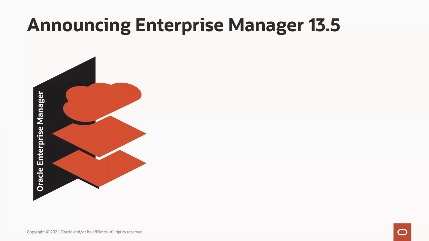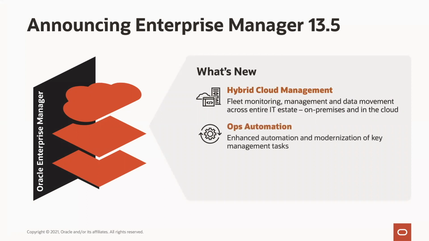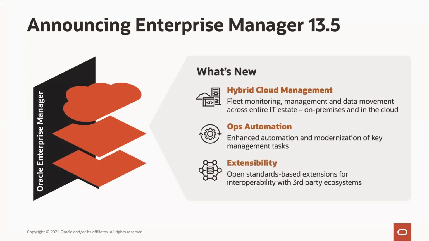Earlier this year, we released the latest version of Enterprise Manager, which is called Release 13.5. We have several new features in this release. It's in areas like database lifecycle management. There is new user interface, UI for database patching and upgrades, new capabilities in hybrid cloud management, ops automation, and extensibility areas. Let's look at hybrid cloud management in a bit more detail so that this helps in solving challenges tied to database migration.